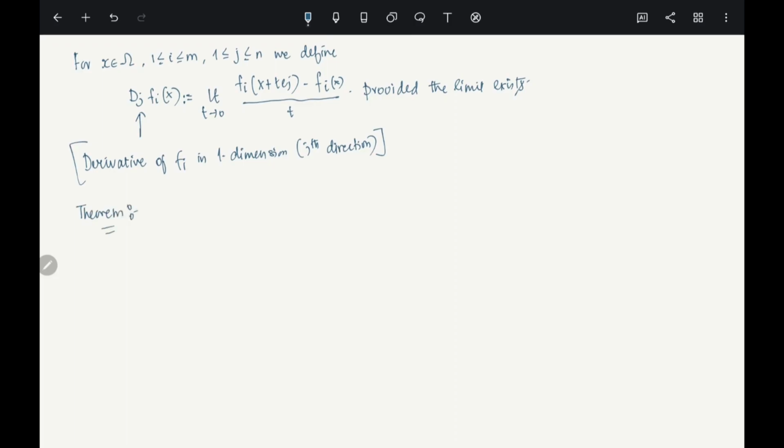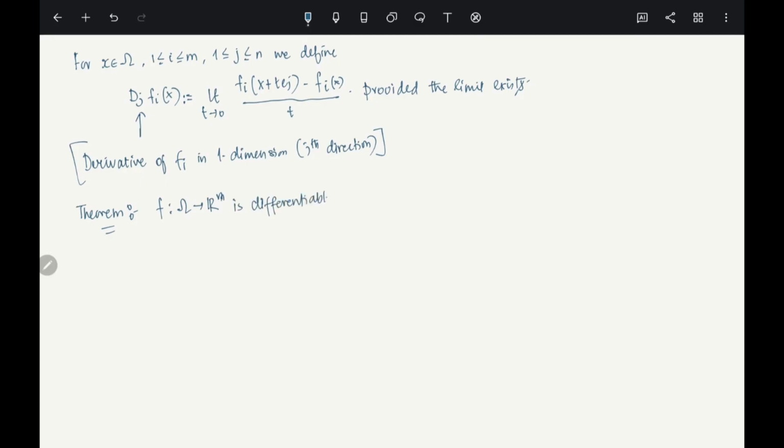For a real valued function, we define the partial derivatives like this. So basically it is just the derivative but in that particular direction, whatever direction we are choosing. Okay, so suppose f from omega to Rm is differentiable. Okay, so what is the theorem?